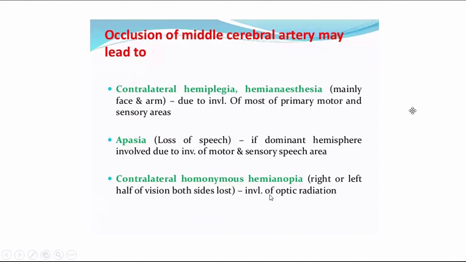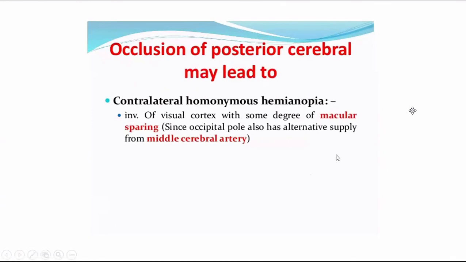Finally, occlusion of the posterior cerebral arteries may lead to contralateral homonymous hemianopsia because of the involvement of the visual cortex at the distal end of the occipital lobe. However, there is some degree of macular sparing because the occipital pole also has an alternative supply from the middle cerebral artery. In your book, it also says there is impairment of memory because of involvement of the temporal lobe if the posterior cerebral artery is occluded.